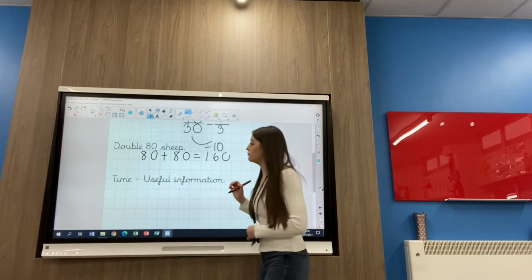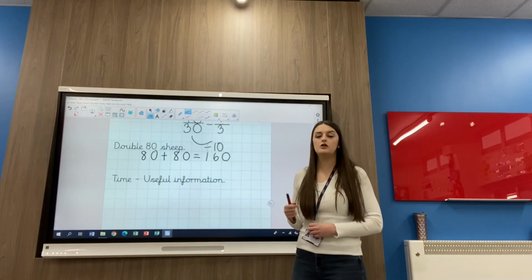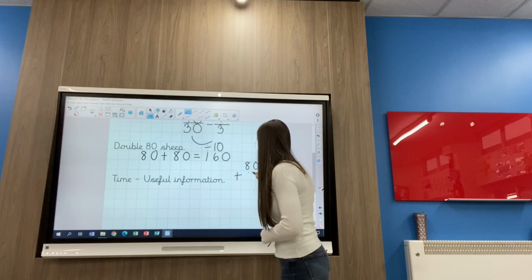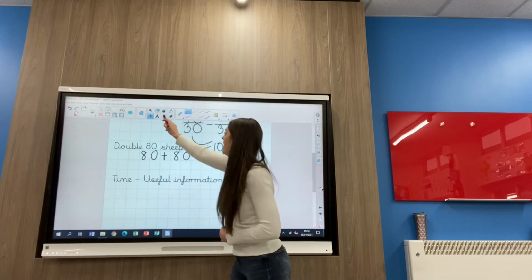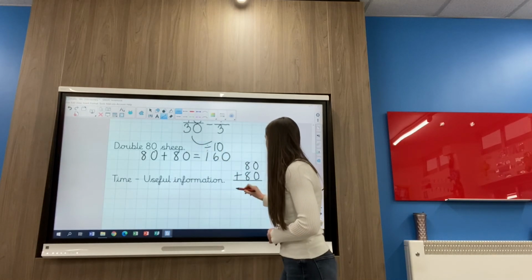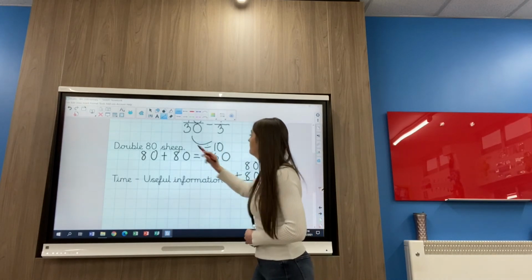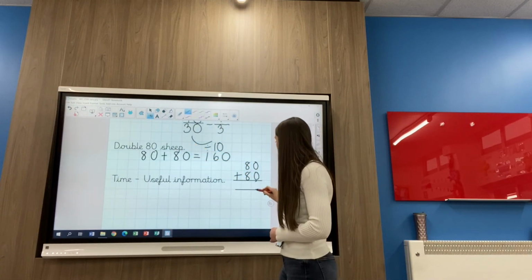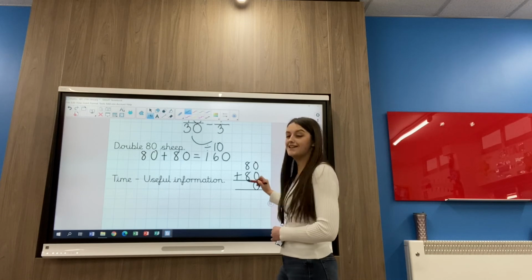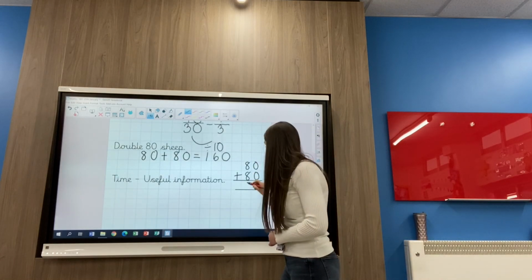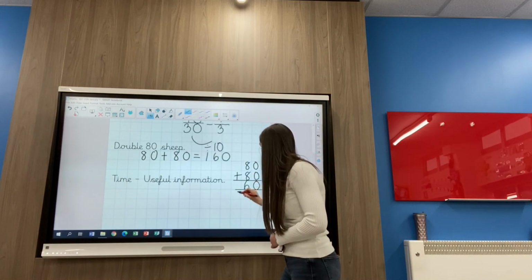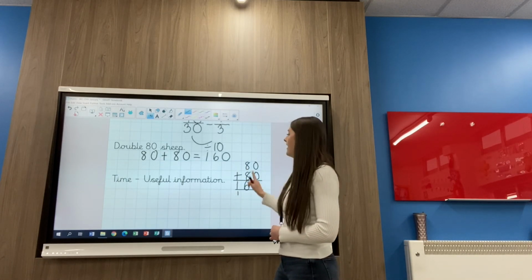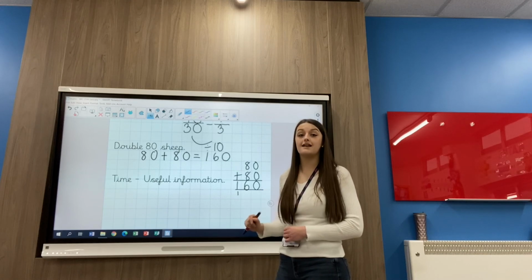But remember, if you're struggling, if your number's quite big that you've got to double, just pop it in column method. 80 add 80. Make sure you get your ruler out and you're laying out your numbers lovely, with fantastic number formation and presentation. So remember, 0 add 0, we start at the ones, is 0. Then I've got 8 add 8, which we know is 16. So I'm going to leave my 6 in the tens and carry the 100. Oh, I've got no hundreds to add. So like I said, the answer was 160.